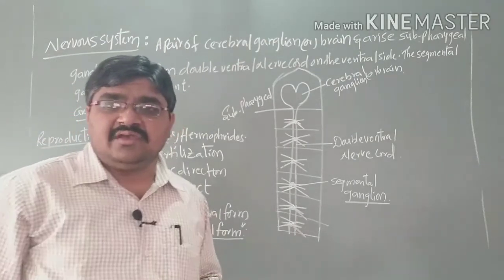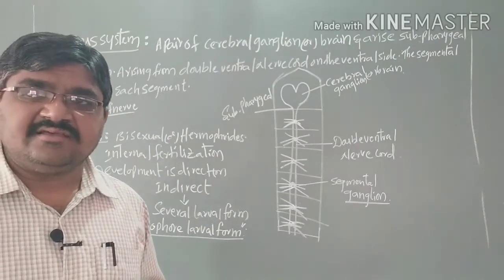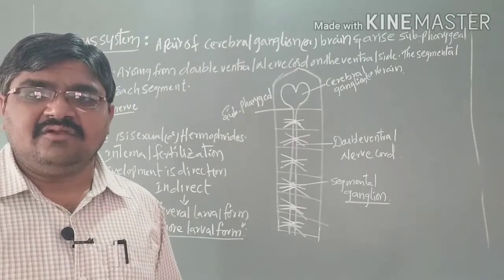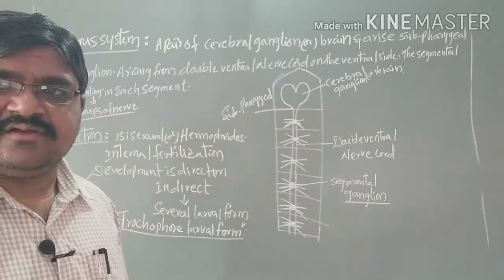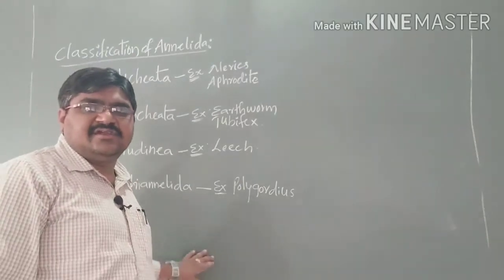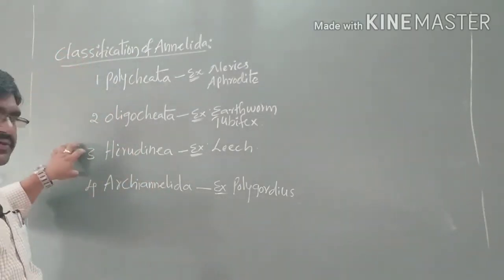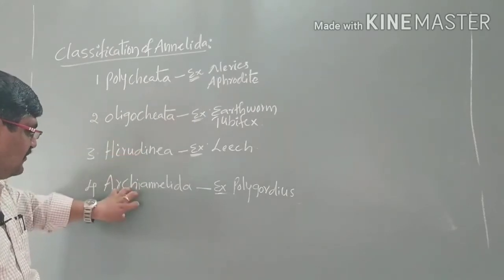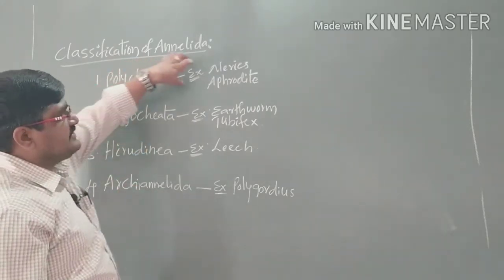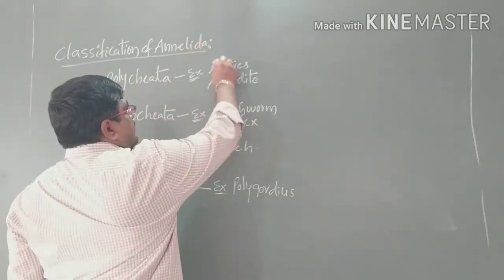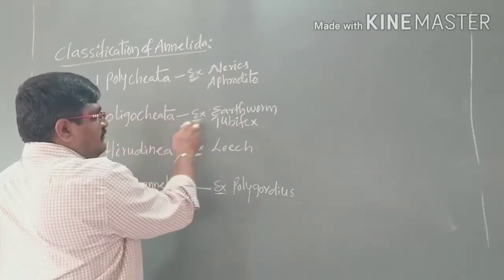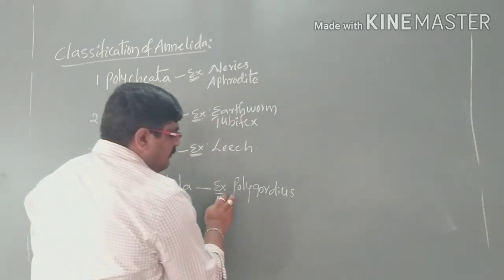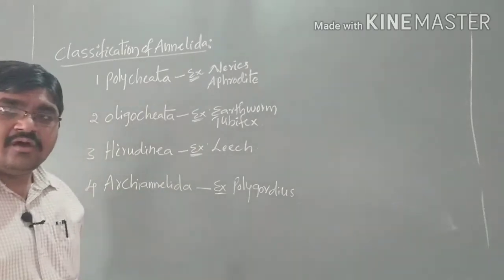Annelida. Coming to the classification of Annelida, it is classified into four classes. One is polychaete, second is oligochaete, third is hirudinea, and fourth is archiannelida. Polychaete examples are Nereis and Aphrodite, oligochaete examples are earthworm and tubifex, hirudinea example is leech, and archiannelida is Polygordius. So these are the four classes and their examples.